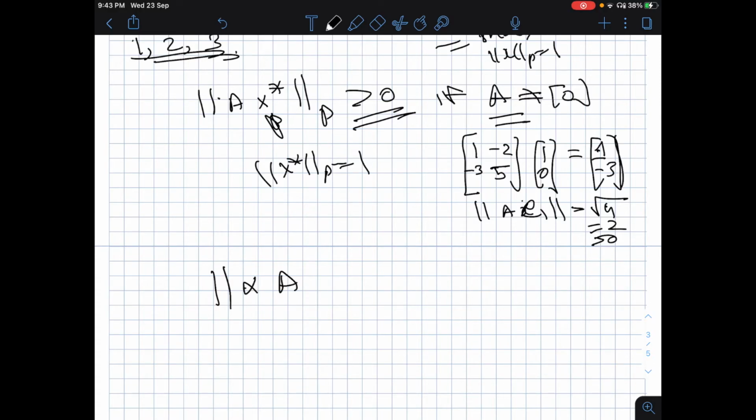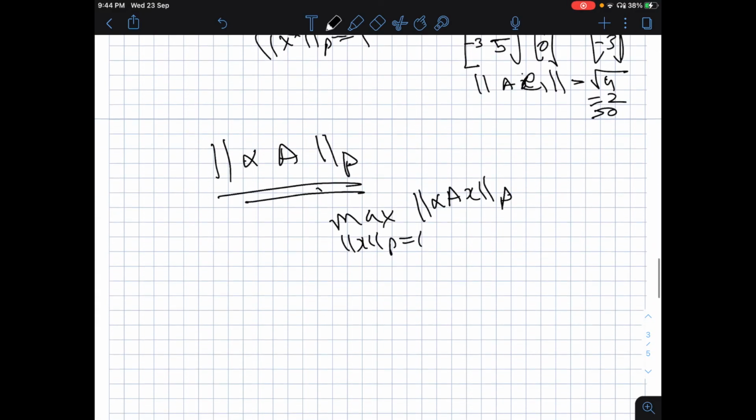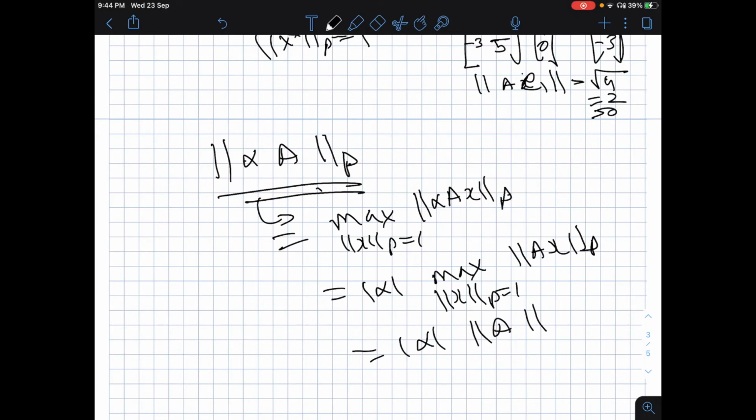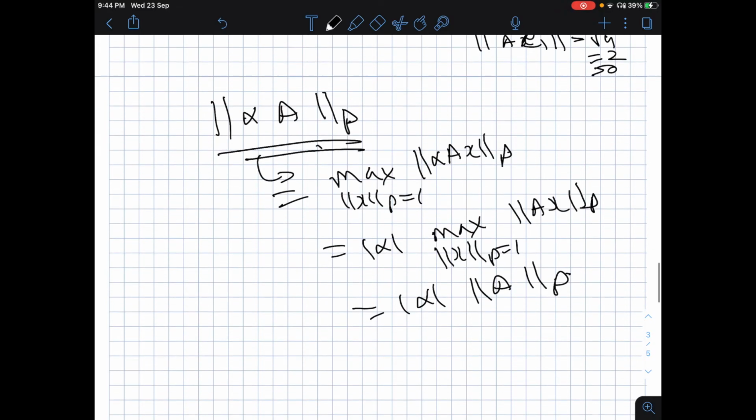Now let's come to the third property. If you scale the whole matrix by alpha, then this alpha being a constant, I can now use maximum itself. Maximum over x with p-norm equal to 1, of the p-norm of alpha A x. This is how we will be defining this pth norm of alpha A. But alpha being a constant, I can take it outside, and this becomes equal to alpha times the pth norm of A. So therefore this property is also easily verified.